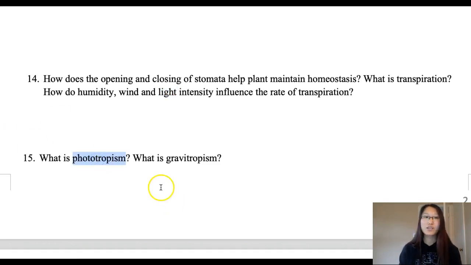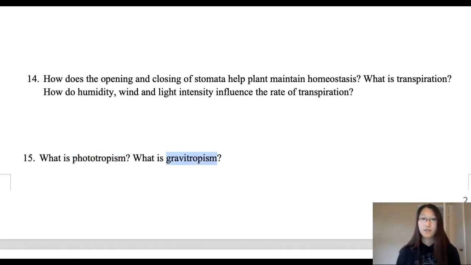The last two words, one is called phototropism. Phototropism is plants tend to face toward the sun, so the leaves will grow toward whichever direction the sun is. So for example, if you were to grow a plant in your house that's next to the window, a lot of the leaves will grow toward the window. What is gravitropism?